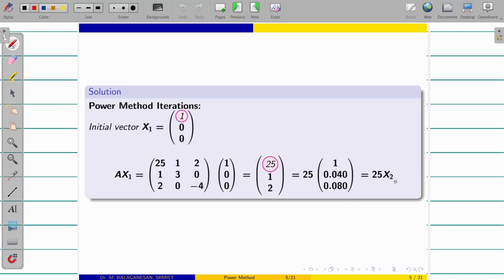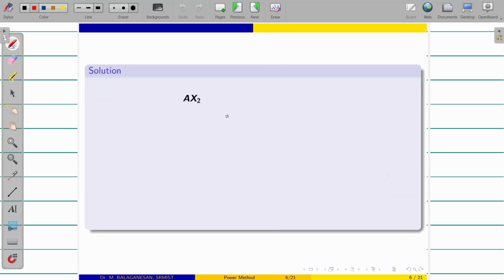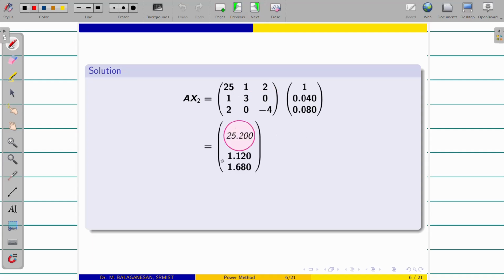Look at that, 25 into x2. This is my new eigenvector. Now take A and multiply x2, A into x2. Again, do the same multiplication row with the column wise. Do the multiplication. I will get this. Again, take the numerically largest value as common. Then you will get this, x3 new. This is the new eigenvector. Now multiply A into x3.